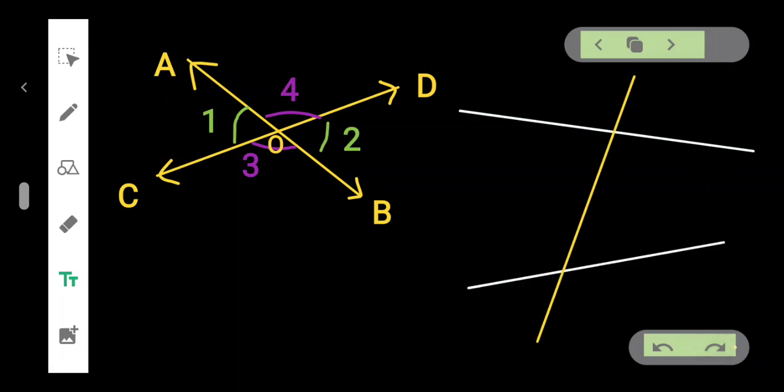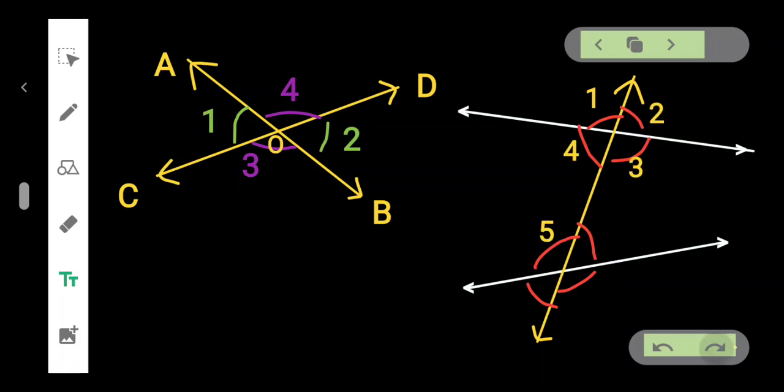One line, second line. The third line is called the transversal, which intersects these two lines at two different points. This is the transversal line. These are angles 1, 2, 3, 4, 5, 6, 7, 8. Naming these numbers 1, 2, 3, 4, 5, 6, 7, 8. Okay.